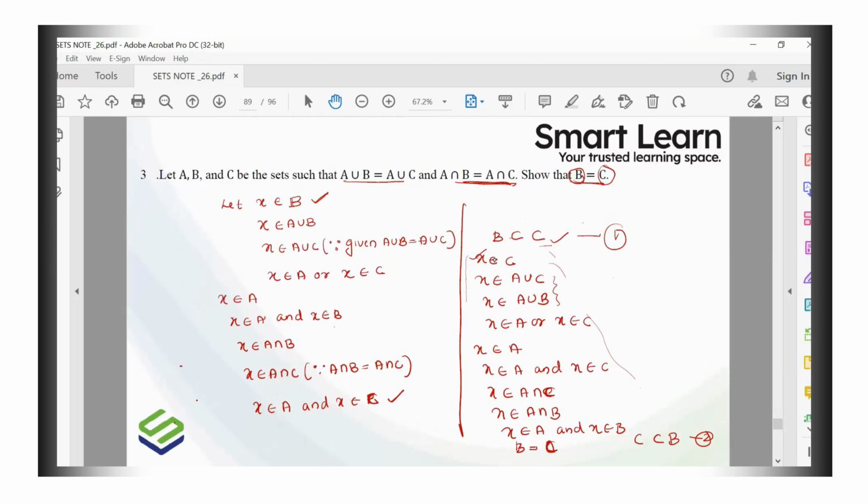Now the next one. Let X be an element of C. That means X is an element of A union C, and A union C is equal to A union B. So X is an element of A or X is an element of B. First you take X is an element of A. That means X is an element of A and X is an element of C, so that is A intersection C. A intersection C is equal to A intersection B. So X is an element of A and X is an element of B. So what can we say? C is a subset of B. That means B is a subset of C and C is a subset of B. So what will we say? B equals C.